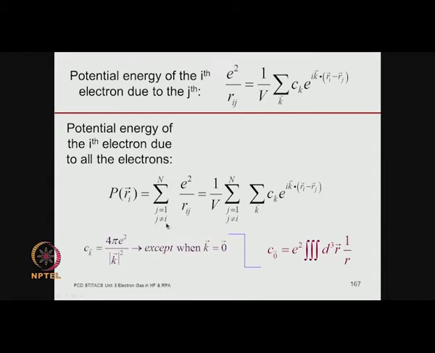So, this is the net potential energy of the ith electron due to all the other electrons. You have got 1 over V, this term which comes here, and you are summing over j going from 1 through N, avoiding j equal to i. And we know what the C_k values are. C_k is given by 4 pi e square over k square whenever k is not equal to 0, and whenever k is equal to 0 it is given by this. Okay? So, we have got everything that we need.